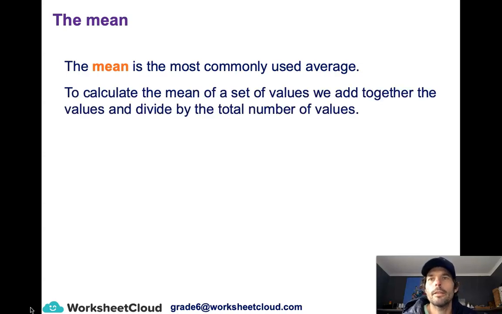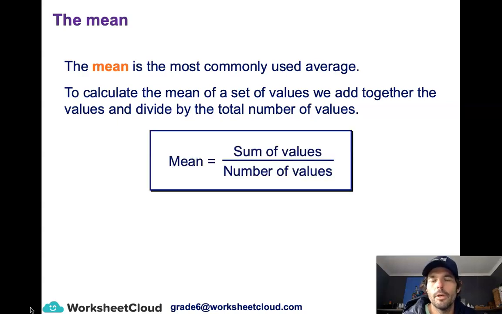So to calculate the mean, or the average, we add together the values in the data set and we divide by the total number of values. So that gives us the formula on your screen. The mean equals the sum of the values over the number of values.